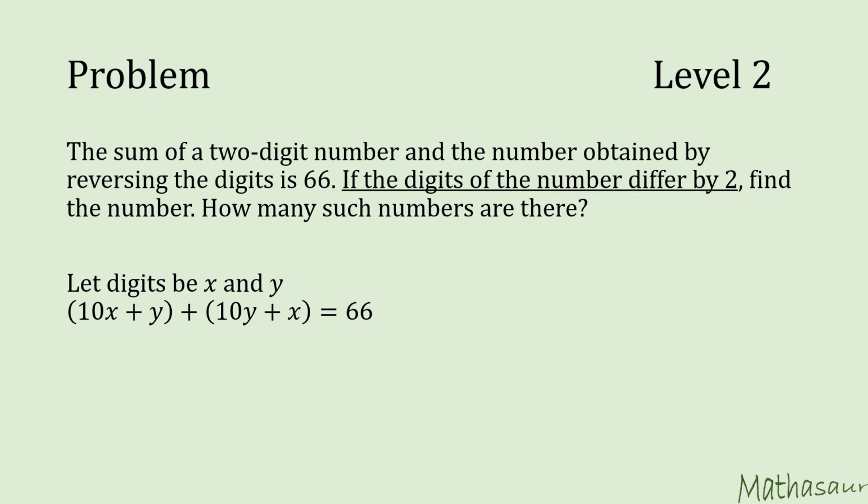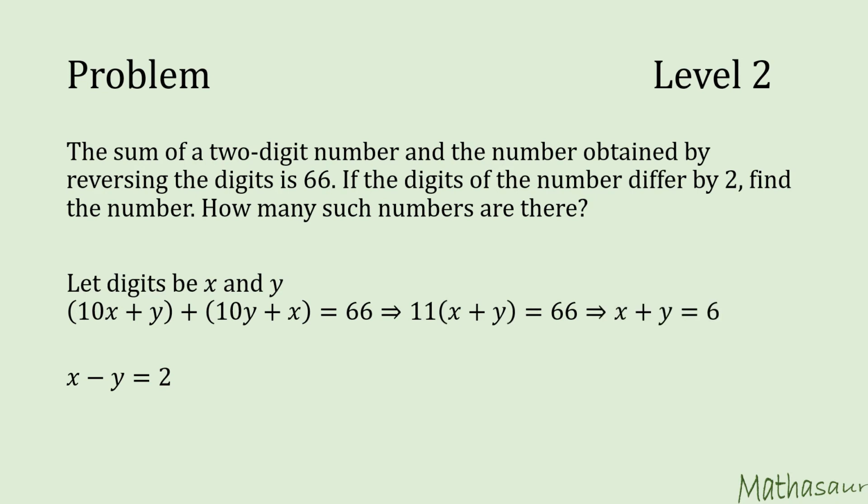Now let us look at the second statement. If the digits of the number differ by 2, let us write x minus y equals 2. Why are we not writing y minus x equals 2? Well, we could write that as well. Either way is okay. Now let us simplify our equations. So now we have x plus y equals 6 and x minus y equals 2. It is very easy to eliminate the variable y here. So let us just add these two equations.